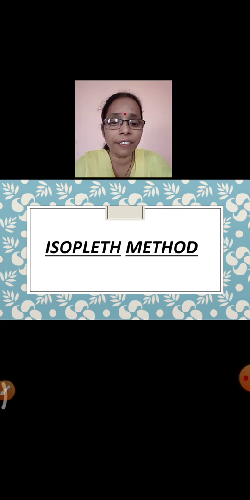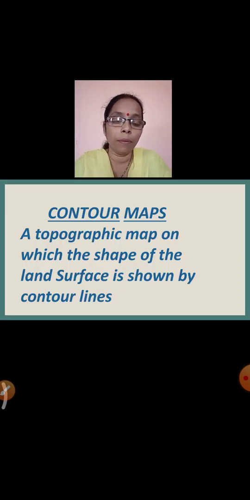Now in your previous class you must have learnt about contour maps and isobar maps. Now what are contour maps? So you will see contour maps are nothing but a topographic map on which the shape of the land surface is shown by contour lines. So contour maps are topographic maps on which the shape of the land surface is shown with the help of contour lines.